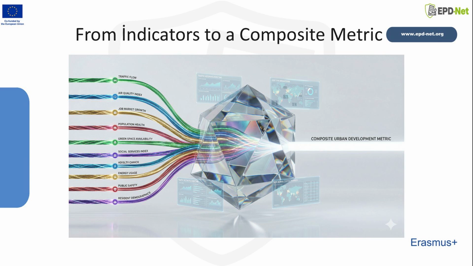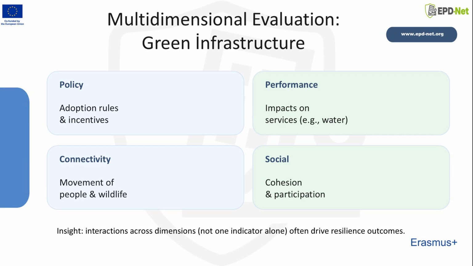Sensitivity checking is especially important in resilience work because small methodological changes can produce large interpretive differences, and those differences may affect policy priorities. Green infrastructure is a useful example because it shows why resilience assessment often has to be multidimensional. A narrow metric might count only the amount of green space, but resilience outcomes depend on much more than that. Policy adoption matters because rules and incentives shape implementation.